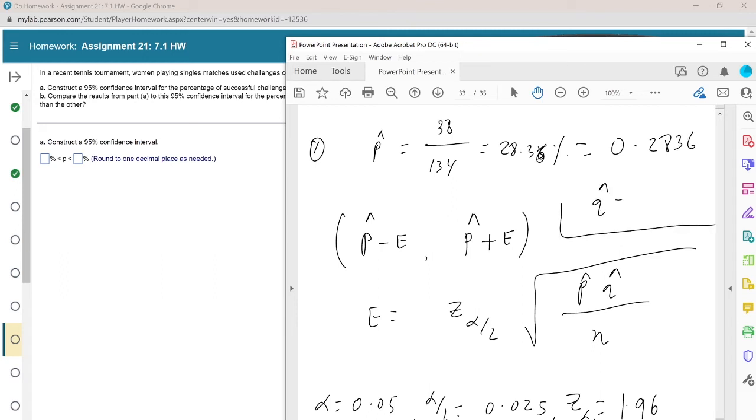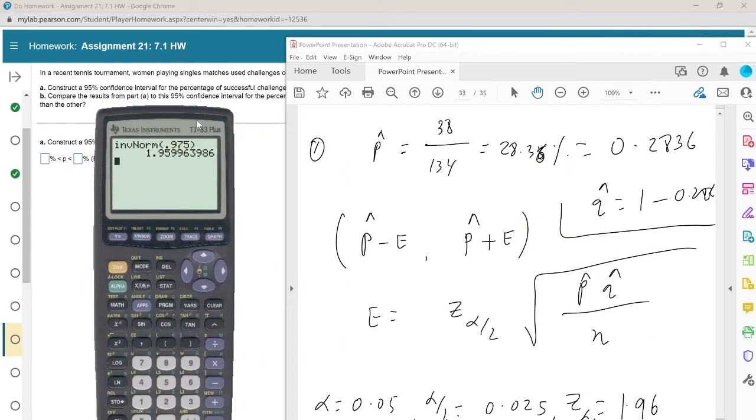It's 1 minus this value, 0.2836, and divide by n. n is the sample size. Sample size in our case is 134. So I'm going to use this information here in the calculator.